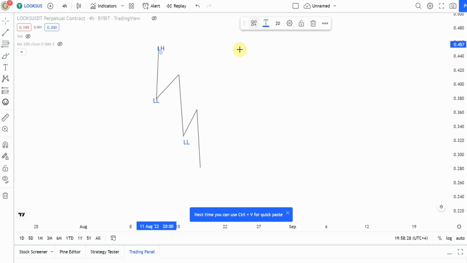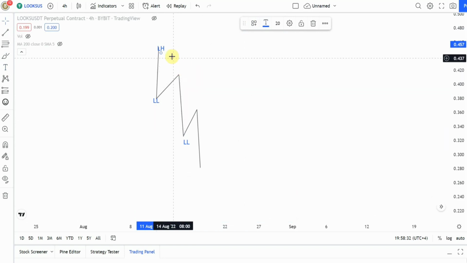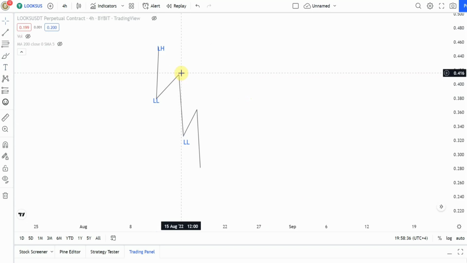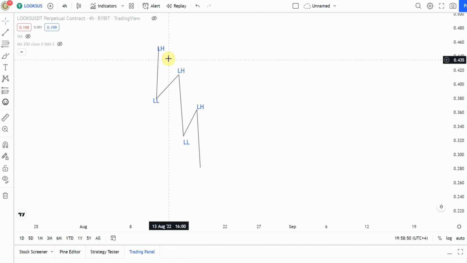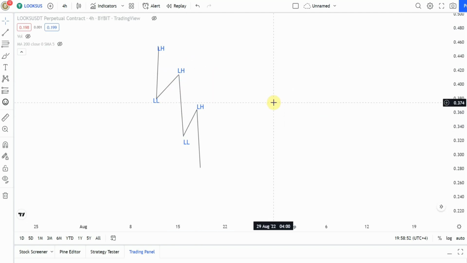And we can as well call this one lower high, and we can still call this one lower high. So if the market is in this mode, that is, if the market is falling like this, what we are going to look for in the chart is bearish order blocks.